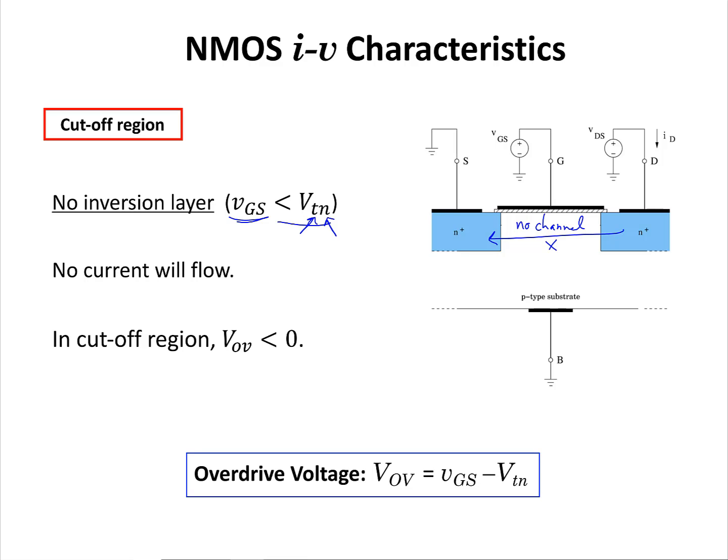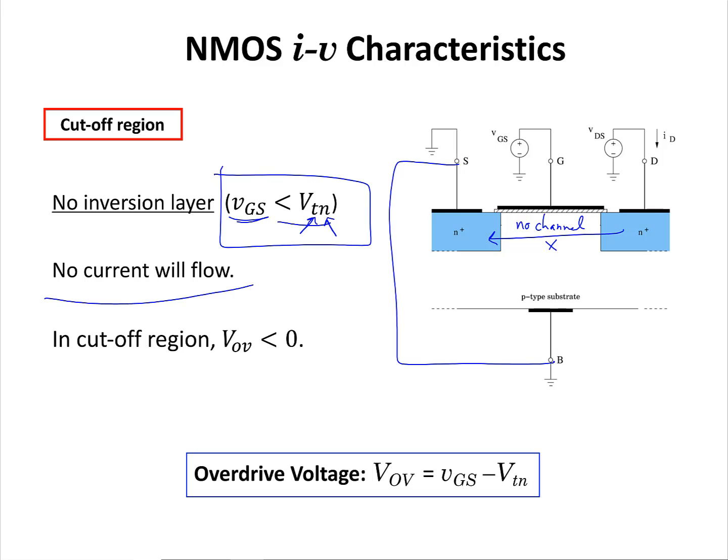In this course, we're always going to assume that the substrate is connected to the source, and the voltage difference between gate and substrate is the same as the voltage difference between gate and source. To be able to induce an inversion layer under the gate, or generate a channel in the MOSFET transistor, the value of V_GS must be greater than the threshold voltage of the transistor. So for V_GS values less than V_TN, no channel will be induced and no current will flow.